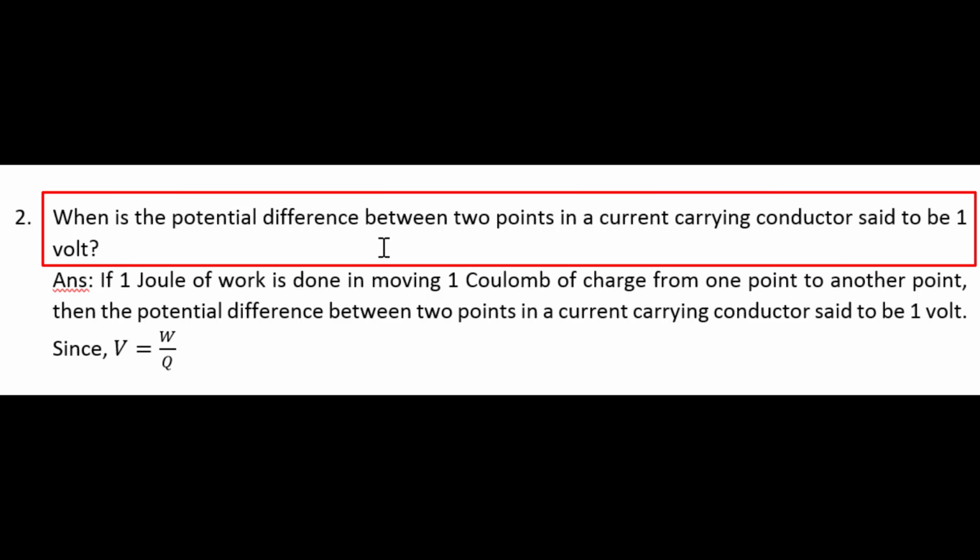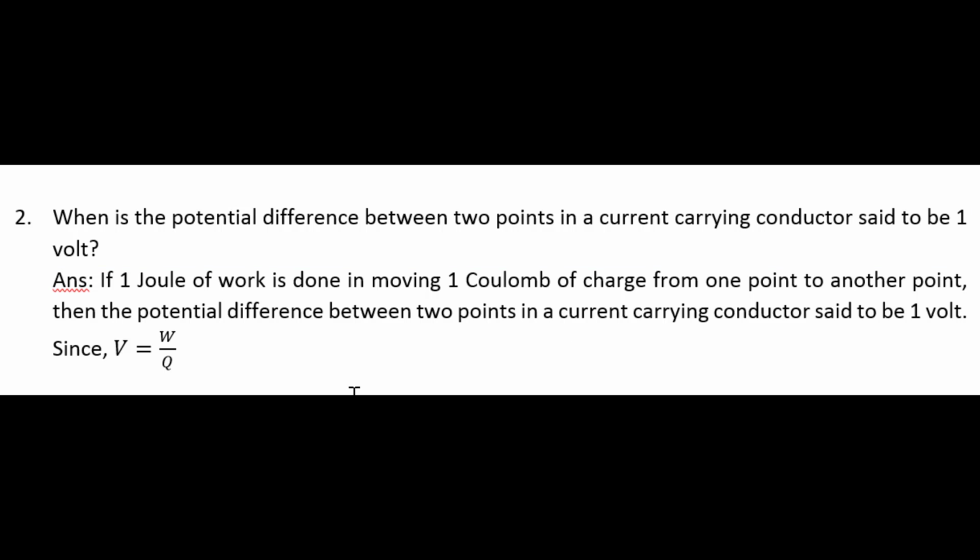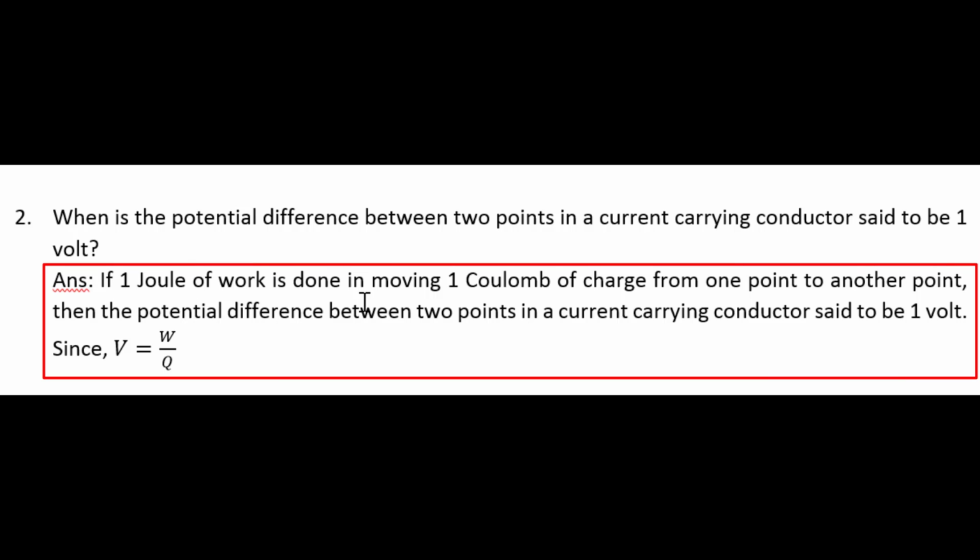Now, the second question. When is the potential difference between 2 points in a current carrying conductor said to be 1 volt? Here, the question is about the definition of 1 volt. Therefore, we should provide the definition of 1 volt. The answer is, if 1 joule of work is done in moving 1 coulomb of charge from one point to another point, then the potential difference between 2 points in a current carrying conductor is said to be 1 volt, since V equals W by Q. Here W is the work done, Q is the amount of charge and V is the potential difference.